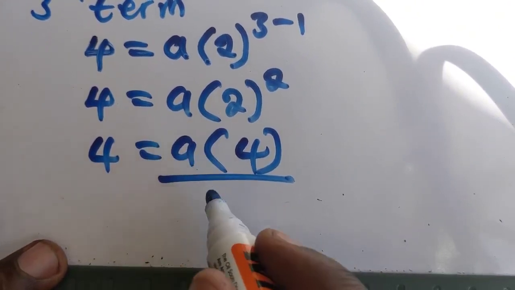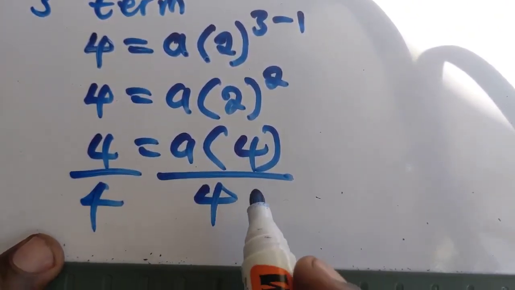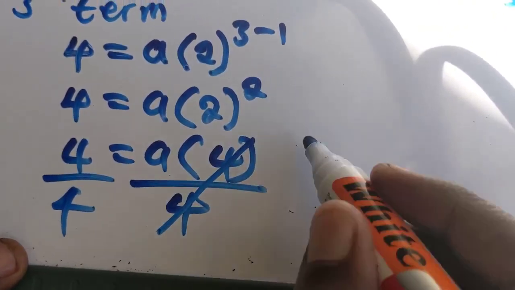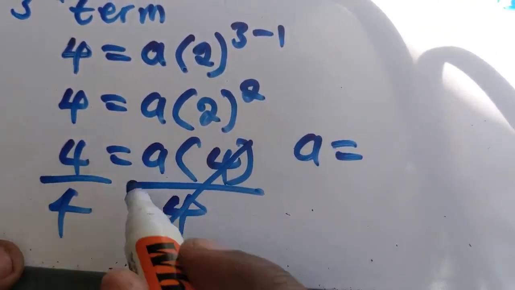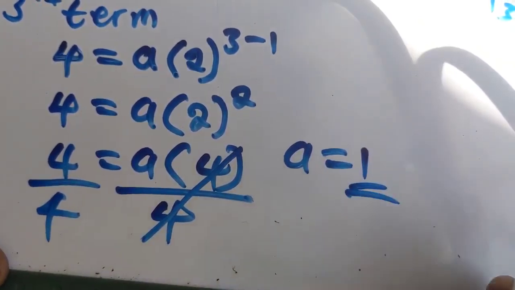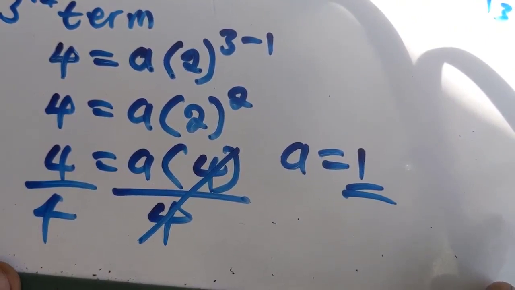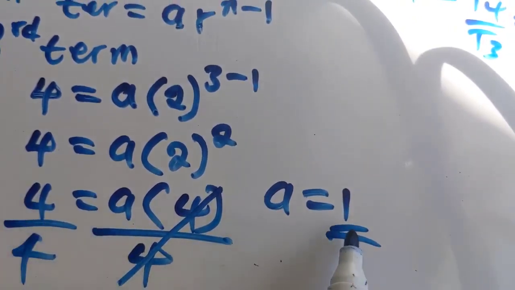Then you are trying to find a, meaning that you are going to divide both sides by 4, like that. So a will be 1. 4 into 4 is 1. So that is how you find the first term. So the first term, we know that it is 1.